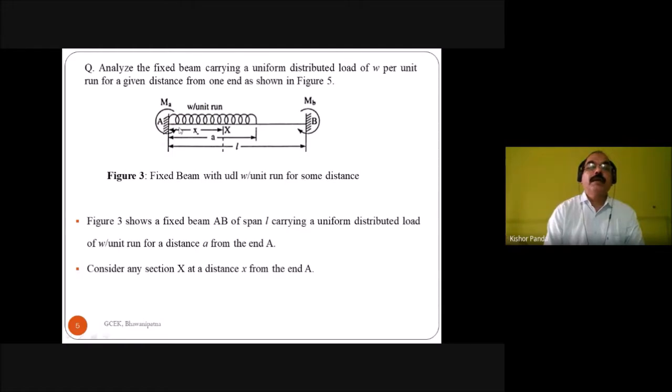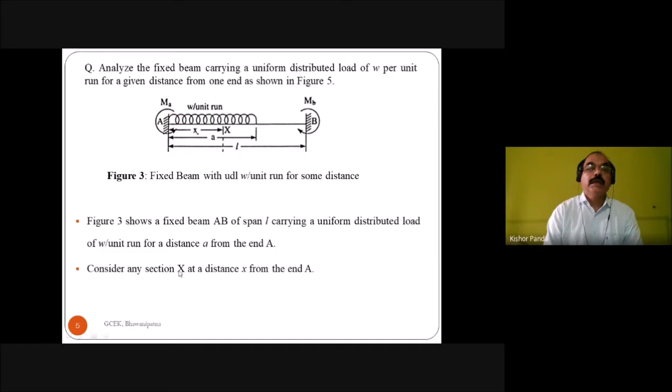And then you have to find out what is the moment at the end A and what is the moment at the end B. You have to find these two moments when the uniformly distributed load is present for a distance a. Figure 3 shows a fixed beam AB of span L carrying uniformly distributed load W per unit run for a distance a from the end A.